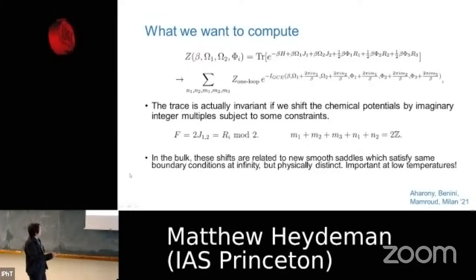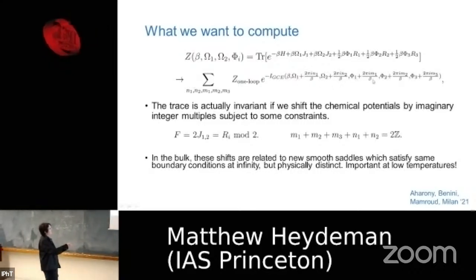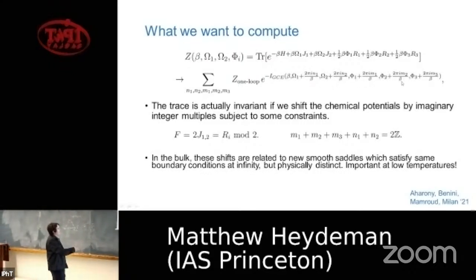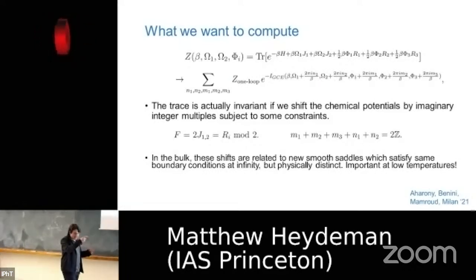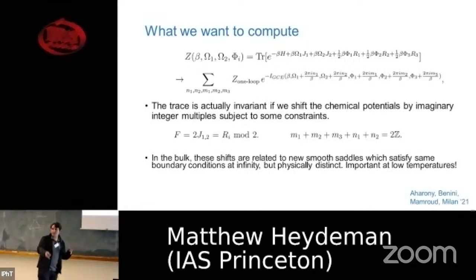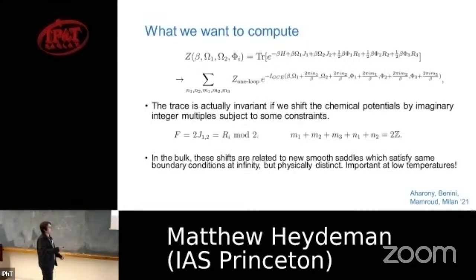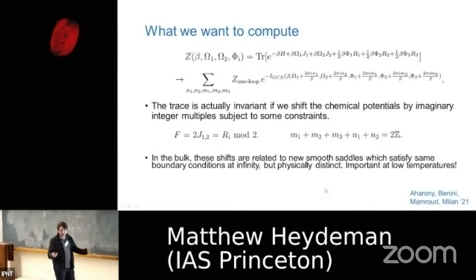So, at the level of the classical action times the one loop partition function. In the bulk, these saddles where I took different chemical potentials and shifted them by integers are actually new black hole solutions in Euclidean signature, and they satisfy the same boundary conditions as the black hole I've been talking about for the last 10 minutes. They satisfy the same boundary conditions, but they're different black holes.